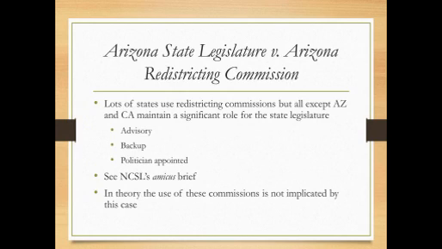So a lot of states, as the last speaker mentioned, maintain redistricting commissions. That's not uncommon. But usually the state legislature plays a key role in redistricting. It's only Arizona and California where the legislature doesn't really play any role at all. If you want more details on this, the National Conference of State Legislatures filed an amicus brief, and it describes the voluntary commissions. In theory, the use of these voluntary commissions, whether they're advisory, backup, or politically appointed, are not in play in the case, but amicus briefs on the other side say they are. So I would take that with a grain of salt, but I think it's really just the Arizona and California legislatures that will be impacted. Next slide.